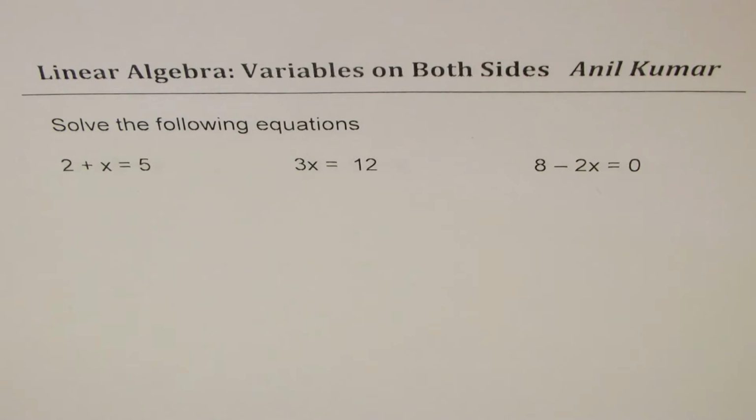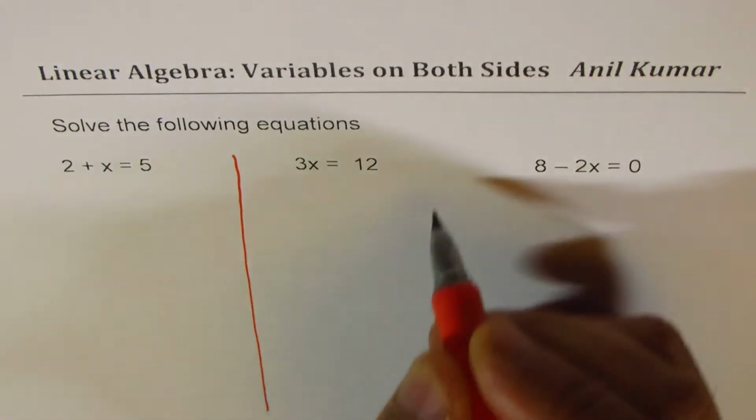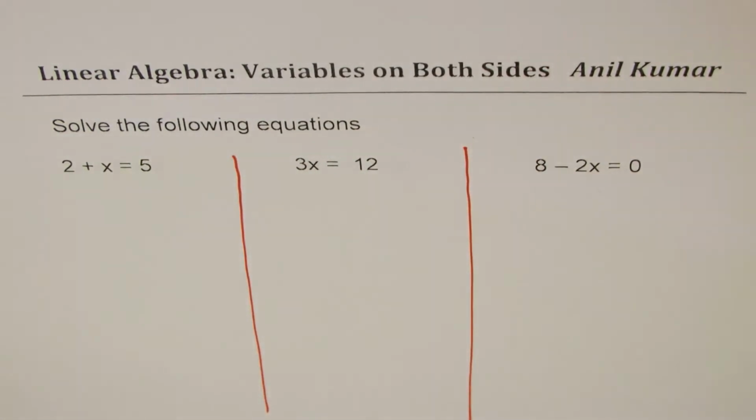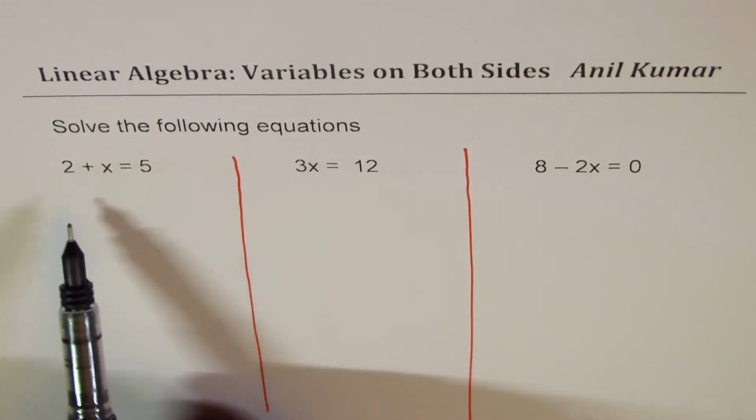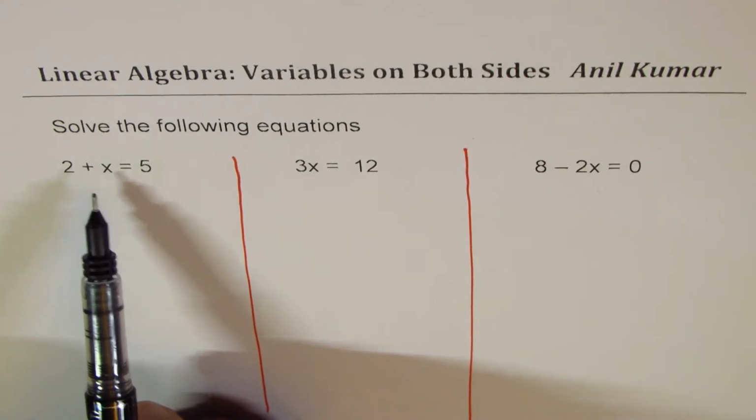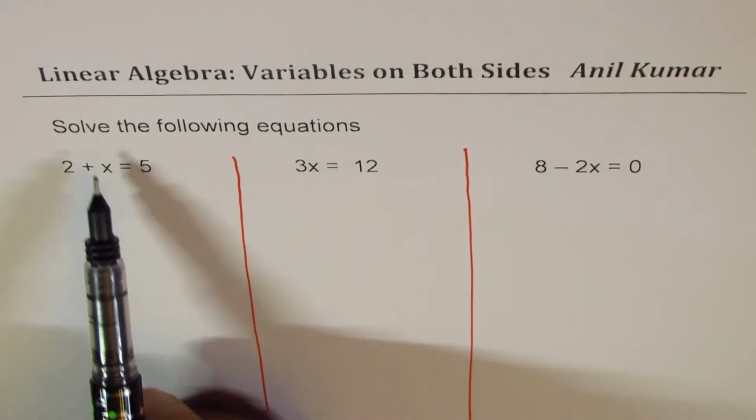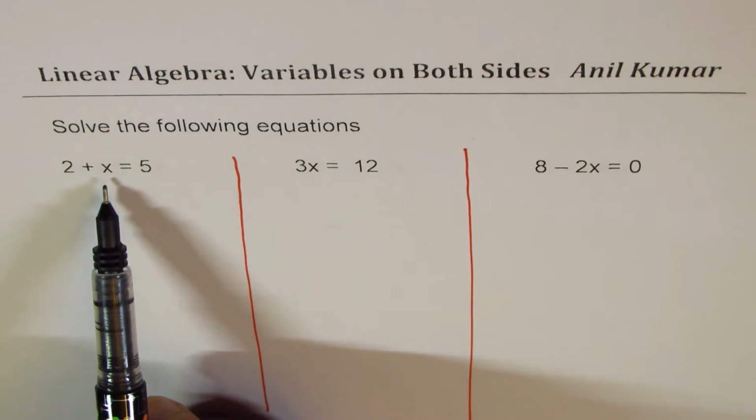So we'll first take up cases when x is only one side of the equation. So we have 3 different equations here. The first one is 2 plus x equals to 5. Then we have 3x equals to 12. And then we have 8 minus 2x equals to 0. There is slight difference in these equations, but they are very simple to solve. We have the variable only on one side. When I say 2 plus x equals to 5, solve means to find the value of x.